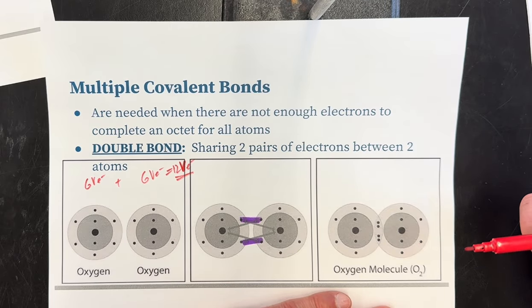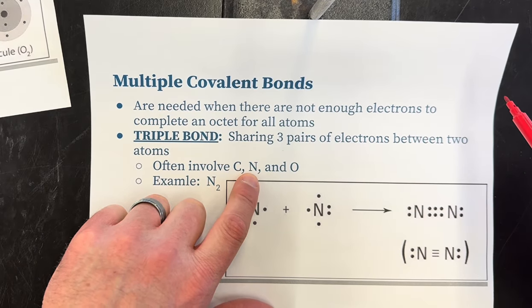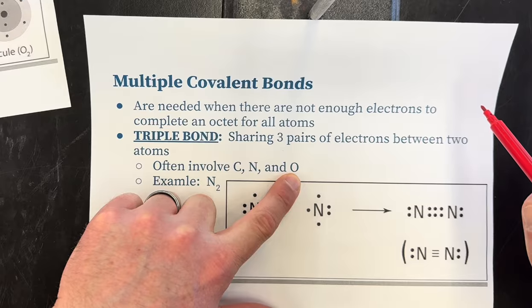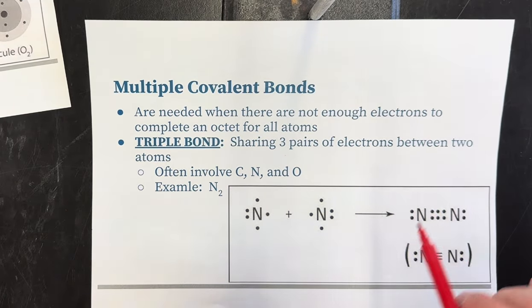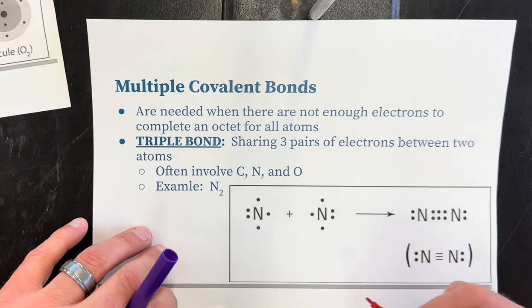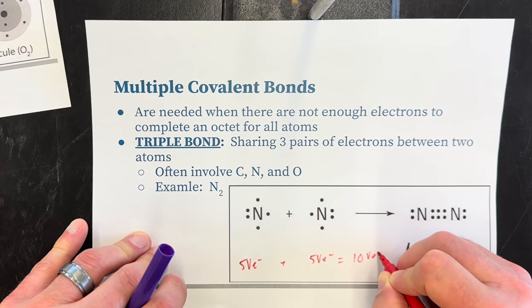And then we also have a triple bond, which we learned about earlier this year. And in our triple bond, it's sharing 3 pairs of electrons, and it usually only happens when there's a carbon or a nitrogen and sometimes an oxygen present, like individually. They all don't have to be there. So for example, nitrogen, according to the periodic table, has 5 valence electrons and 5 valence electrons, and when I add those together, I get 10 valence electrons to work with.